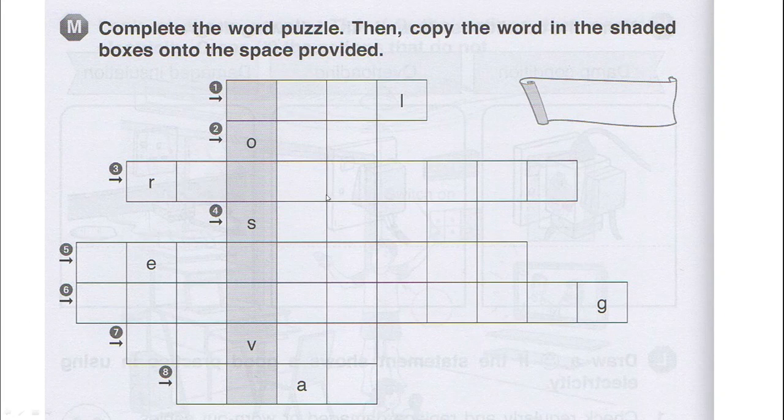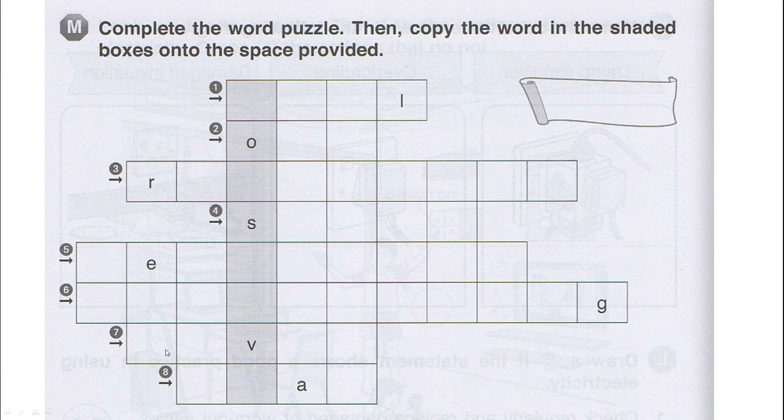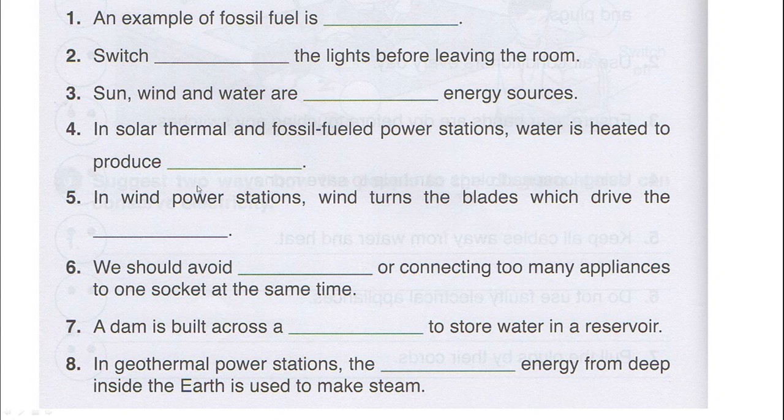Okay, next, exercise M. You answer all these questions here, okay, from 1 to 8, and then you write the answers in here also. So you write the letters in each box to form words that are the answer to this one, okay?